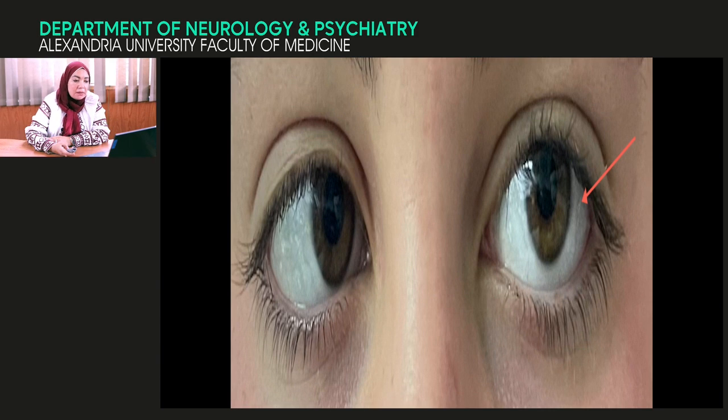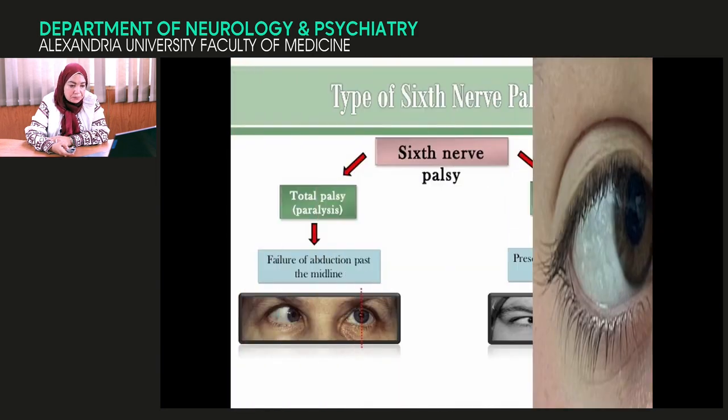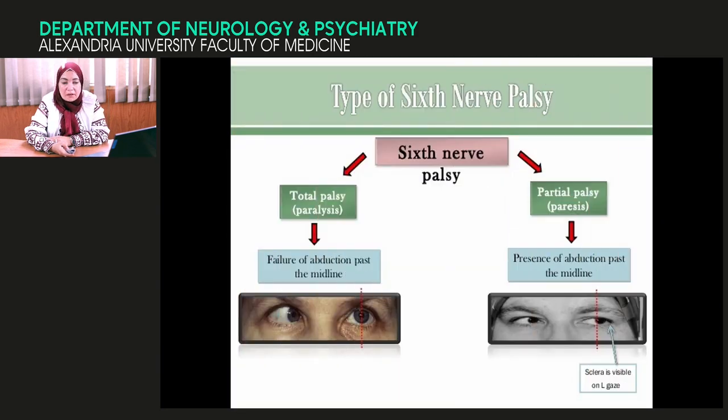This is the same case, also left abducent nerve palsy, the left eye cannot abduct. The types of sixth nerve palsy are two: total palsy or partial palsy. Total palsy means paralysis, yani complete muscle weakness, or partial palsy, paresis, yani partial weakness. In total palsy, there is failure of abduction past the midline, yani the eye is in the middle and cannot move laterally at all, no movement at all.